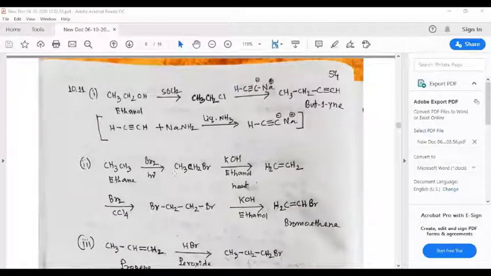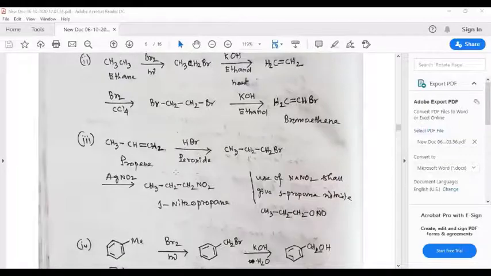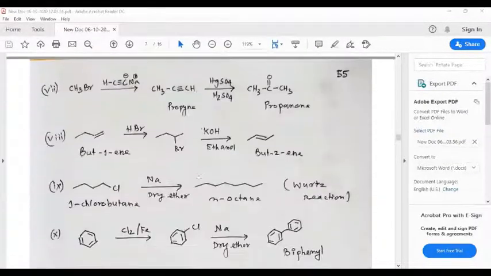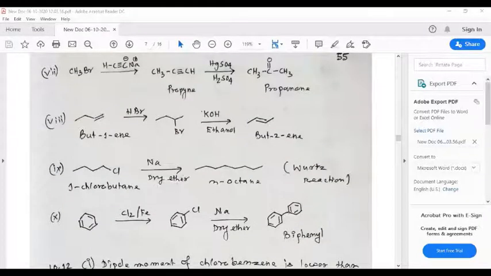10.11. Butane conversion to butene. So 1-butene on hydrobromination gives this compound by following Markovnikov's rule. When that is treated again with ethanolic potassium hydroxide, it undergoes elimination to form this butene.